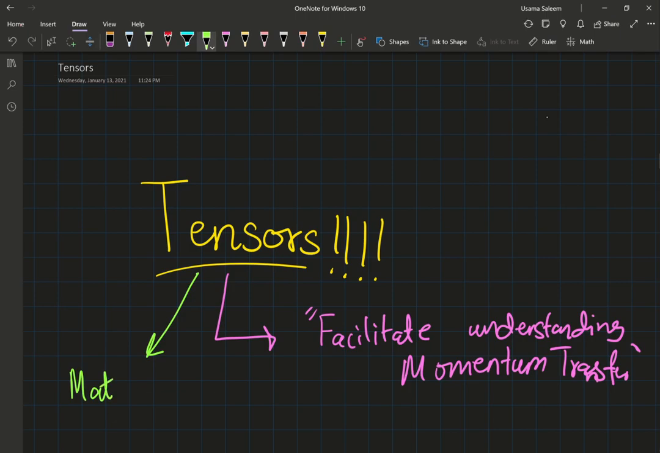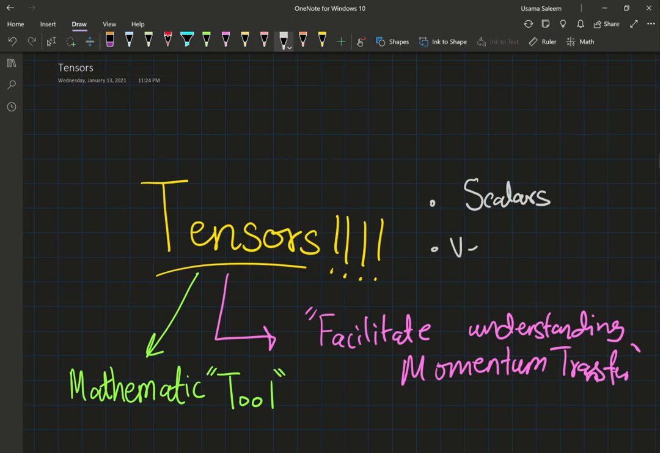I'm not sure if I'm using the precise terms here, and if some of the math majors are watching this, I apologize in advance. I'm gonna call it a mathematical tool. I think that's a better word. Now, we've used vectors before, right? We have used scalars and vectors before. Scalars just need a magnitude. Vectors need a magnitude and a direction. Now tensor is the next progression in that study. Scalar, vector, tensor. Tensor is the next progression.